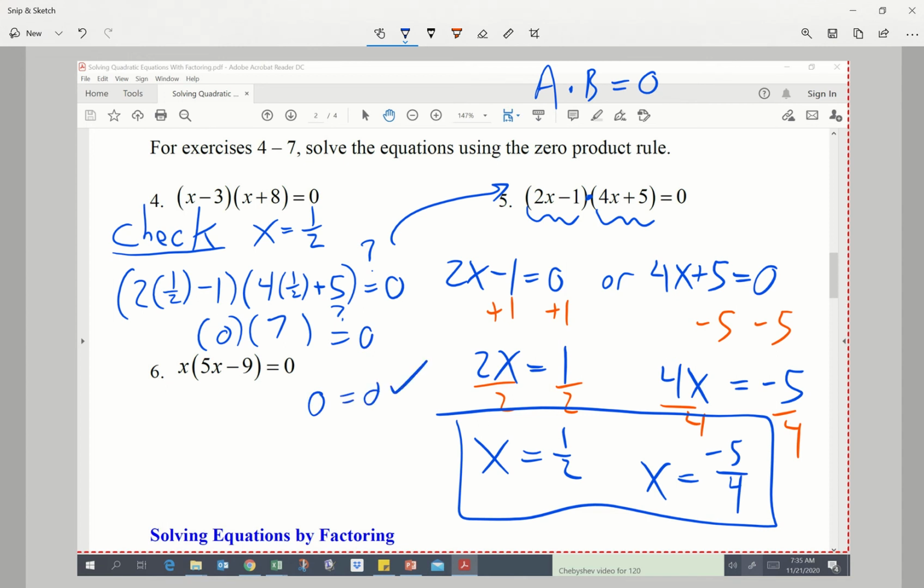So we checked x equals 1/2, we plugged it back in. We got 0 equals 0, which is a true statement, and that verifies that x equals 1/2 is a solution. Okay.